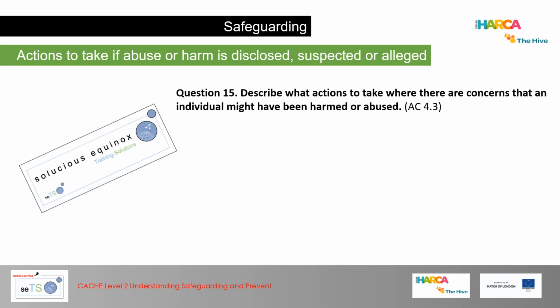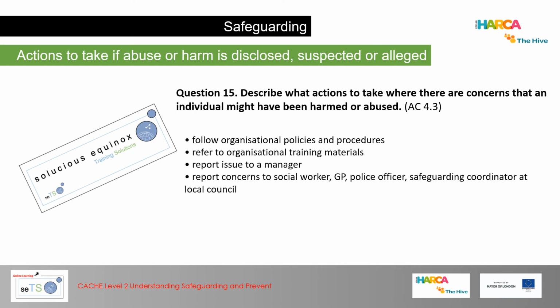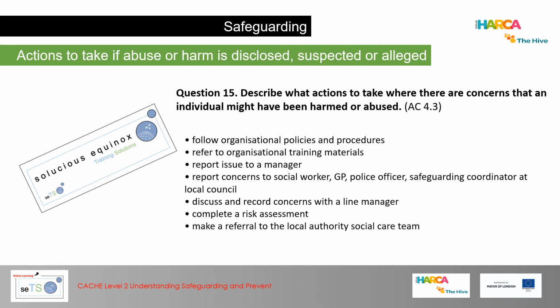Question 15 is asking you to describe what actions to take when there are concerns that an individual might have been harmed or abused. So those actions may be to follow organisational policies and procedures, refer to organisational training material, report issues to line managers, report concerns to a social worker, GP, police officer, safeguarding coordinator at the local council, discuss and record concerns with a line manager, complete a risk assessment and make a referral to the local authority and social care team, and keep a written record of reports and conversations.